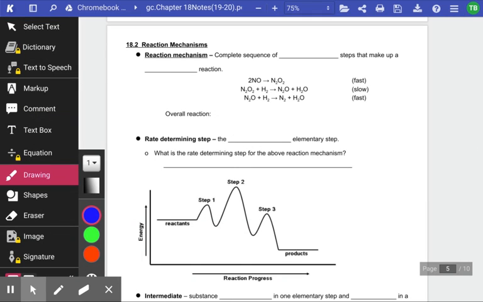Welcome to day 3 of chapter 18 notes. Today we're going to be discussing reaction mechanisms.